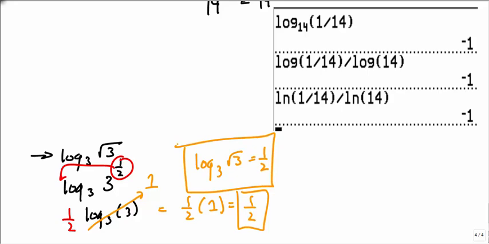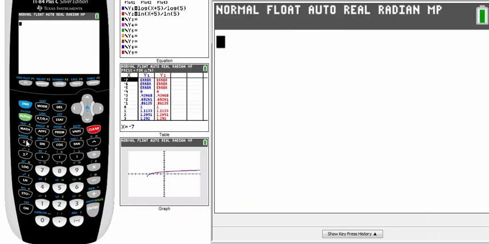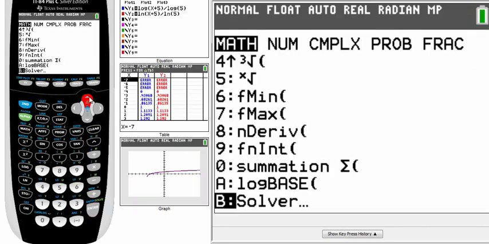Okay, let's go ahead and look at this one as well on our calculators to check our work. So let's look at that log base key.